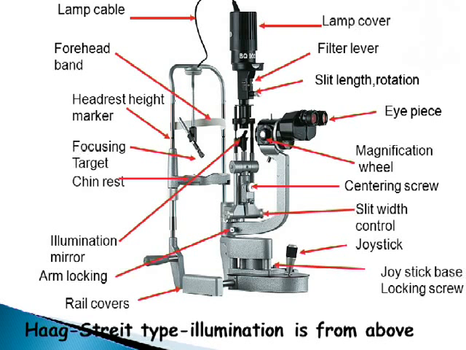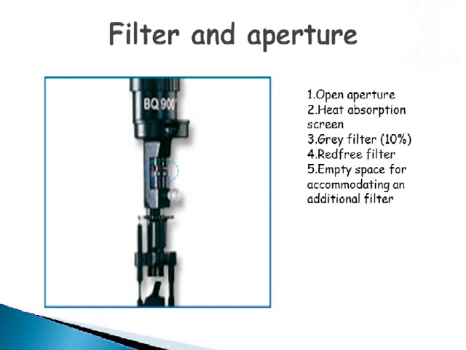So these are the various parts of a slit lamp, a Haag-Streit type illumination. We'll in brief try and see each one of them as the presentation goes ahead. There is a filter and aperture out here. It's an open aperture. There's a heat absorption screen in some slit lamps. It's a plastic screen, which is a heat absorption screen. There are grey filters which filter about 10% of the light. There is a red-free filter, and there is an empty space for accommodating an additional filter also in some slit lamps.